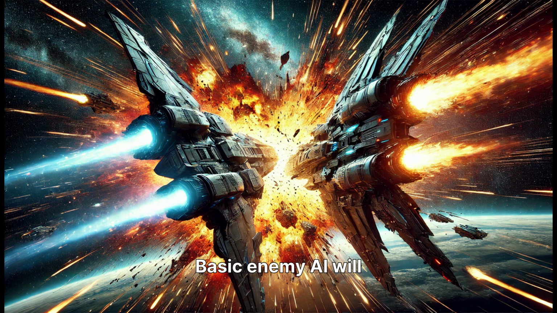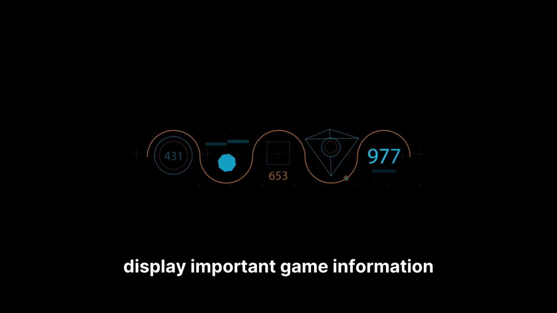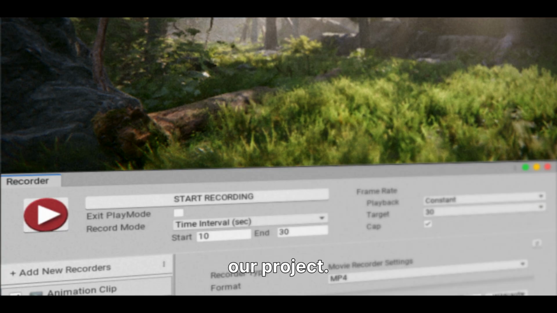Basic enemy AI will dictate how your enemies move and interact within the game world, providing a dynamic experience. We'll also touch upon user interface elements to display important game information like the current wave number and enemy count. First, let's set up our project.